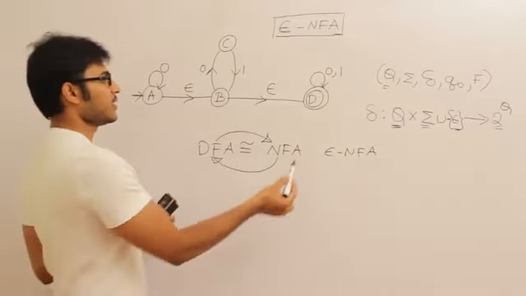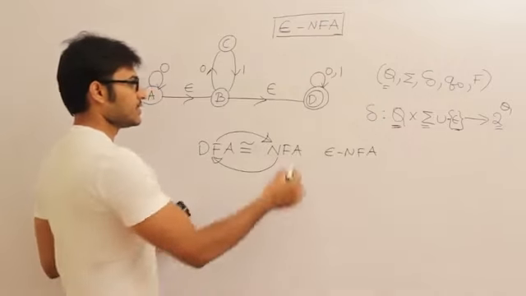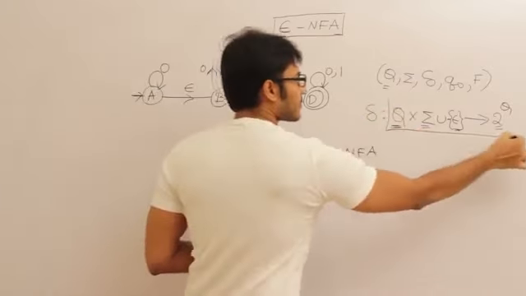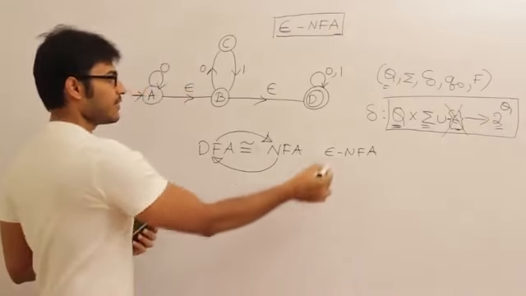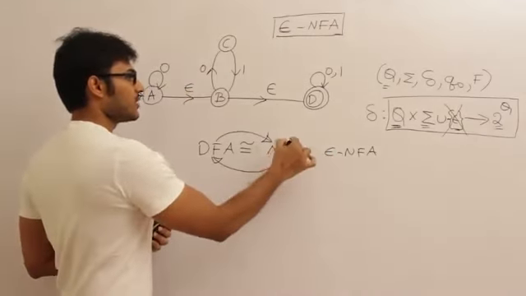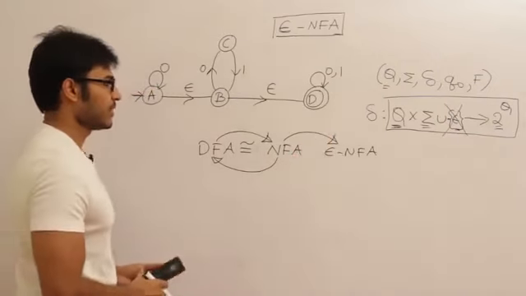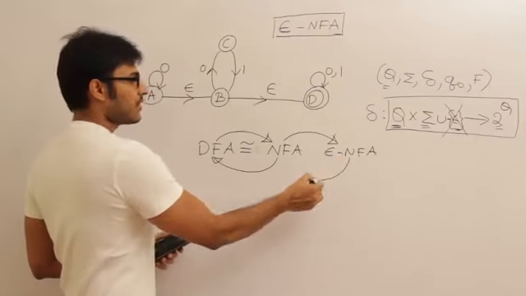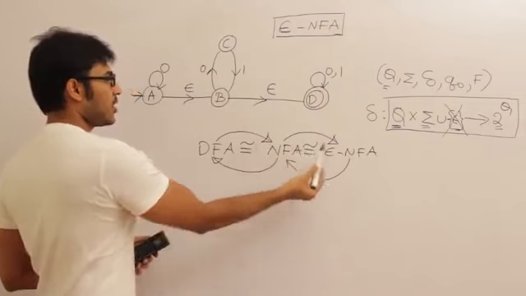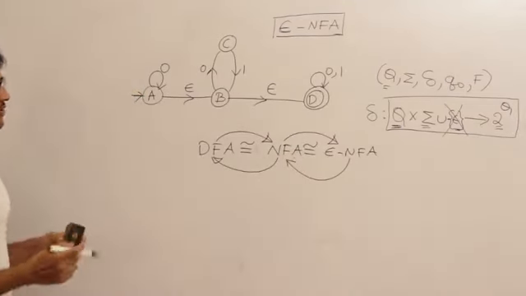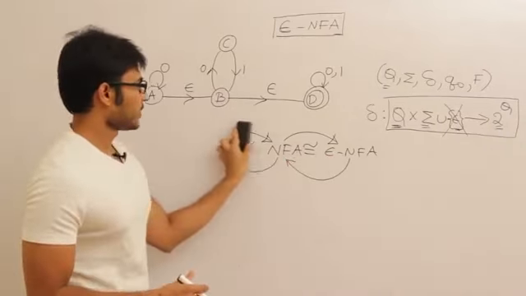Now in order to show that NFA and epsilon NFA are equivalent, see, by this definition, if you remove epsilon, it is nothing but NFA, right? Therefore you can say every NFA is an epsilon NFA. So conversion from NFA to epsilon NFA is trivial. Now if you can convert epsilon NFA to NFA, then we can say that these two are equivalent, and by extension all of them are equivalent. So now I want to take epsilon NFA and convert it to NFA. Let's see the method.